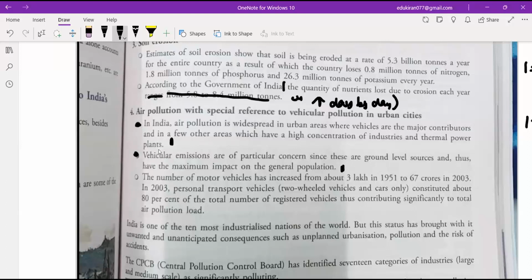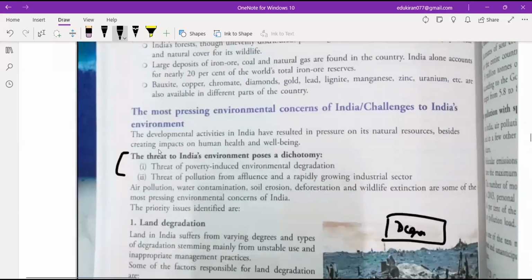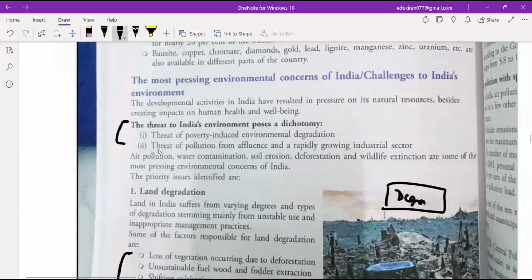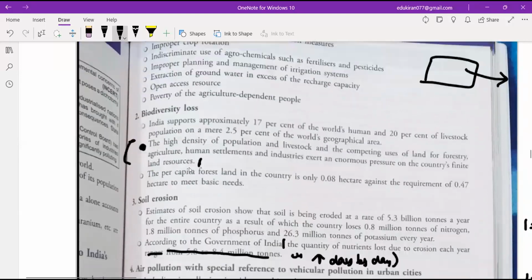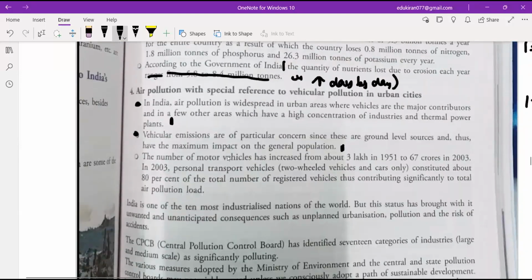Now remember one thing. If somebody asks you what are the environment related problems that India is facing, first you will mention it like this, and then you will write specifically: land degradation, with the reasons. Second, you will write biodiversity loss, this. Soil erosion, this. Air pollution, this. Clear?